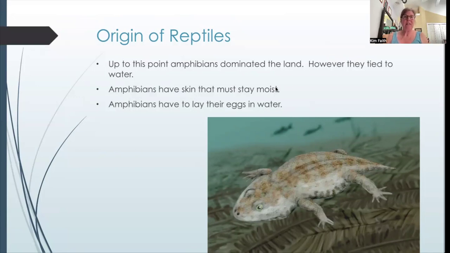So up to this point, the amphibians have dominated the land. However, they were still tied to water. Those of you that understand amphibians, they have skin. They don't have scales. Okay. And because they have skin instead of scales, they have to live again in moist environments. Okay. They also have to lay their eggs. Part of their life cycle involves water. Their eggs are laid in the water. So they're still tied to bodies of water.